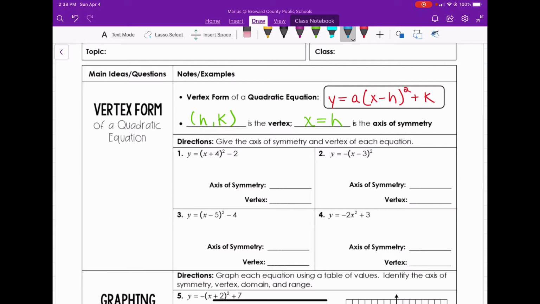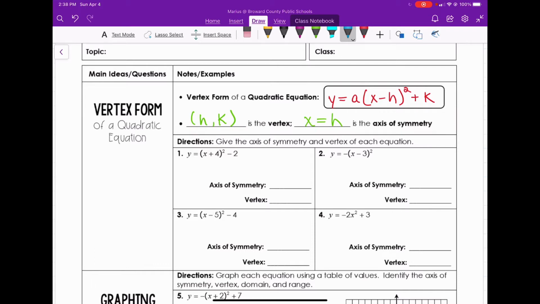It is y equals a times the group of x minus h squared plus k, where h comma k is the vertex and h equals x serves as the axis of symmetry. So h and k are going to be numbers that we're going to identify in any quadratic equation that's written in vertex form, and we're going to identify them as the coordinates of the vertex, okay? So h is going to represent the x coordinate, and k is going to represent the y coordinate.